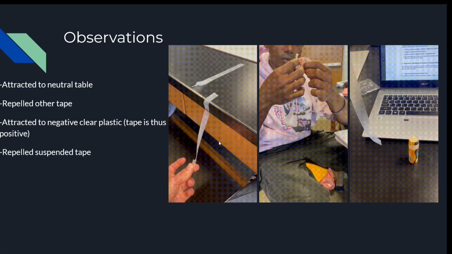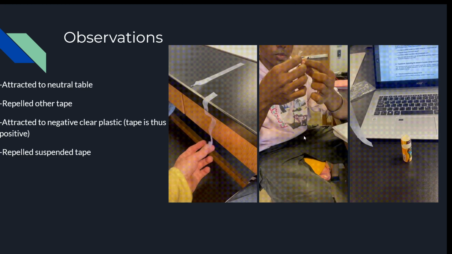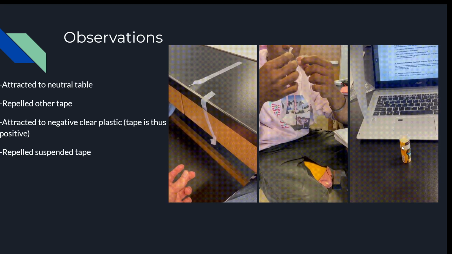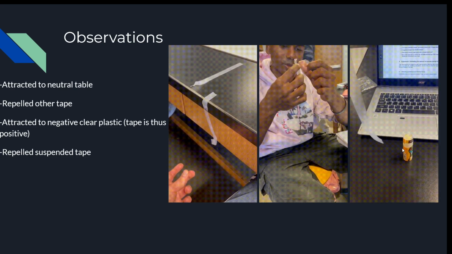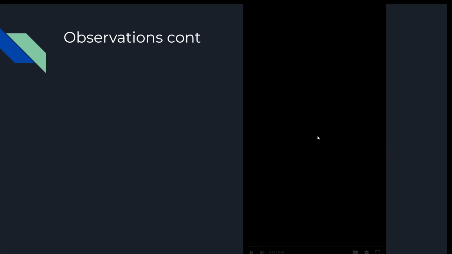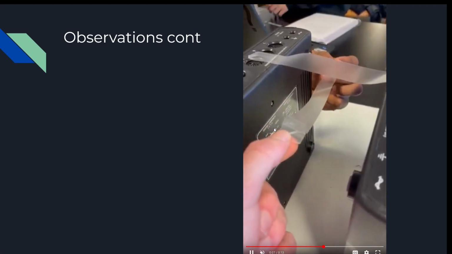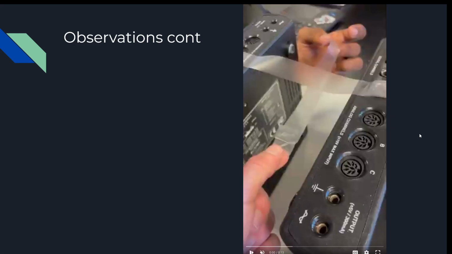So as you can see, the tape interacting with the neutral object, it sticks to the table. The tapes interacting with each other, they repel. And then the tape interacting with the negatively charged clear plastic, it attracts towards it. And then the tape suspended by the apparatus, as you can see, the bottom tape repels downwards away because the two tapes are the same charge. They're both positive.